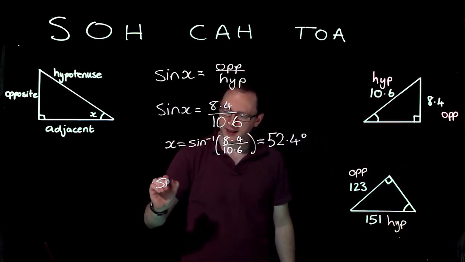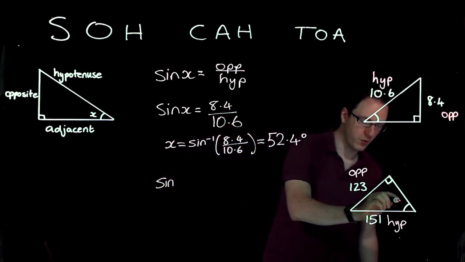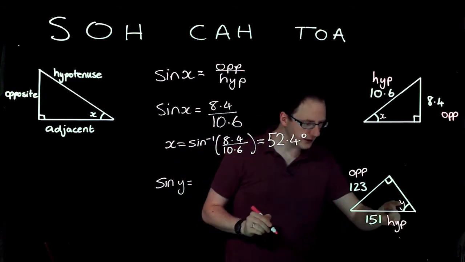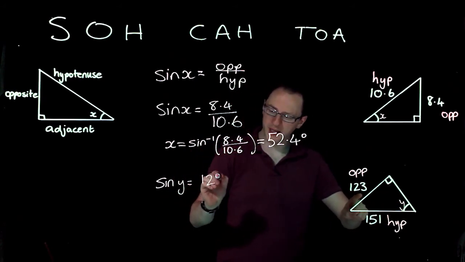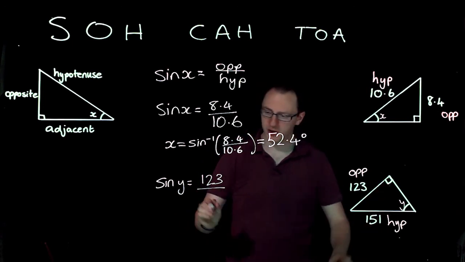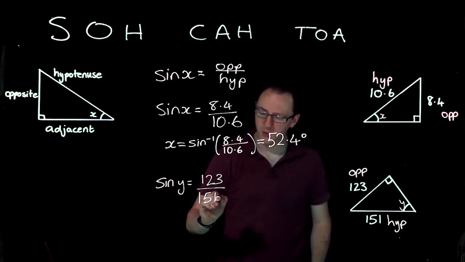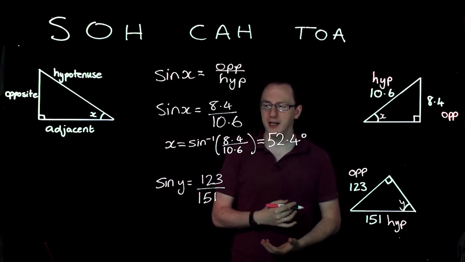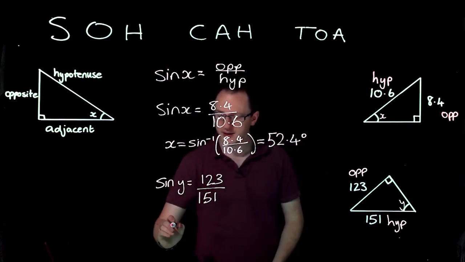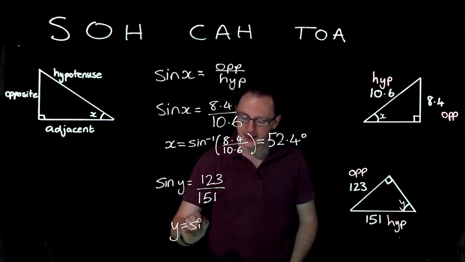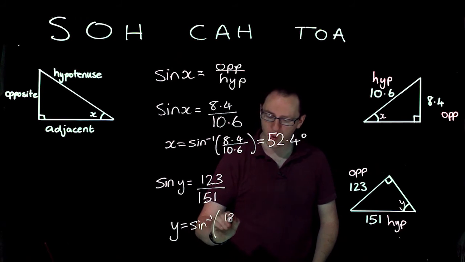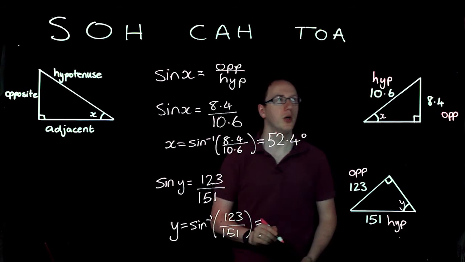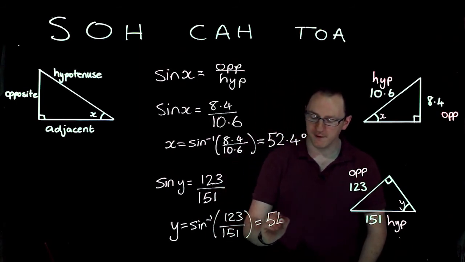So sine of my angle, let's call this one Y so we don't get confused. So sine of angle Y equals the opposite, 123, divided by the hypotenuse, 151. And again, we're trying to find the angle, so we're going to the inverse sine, or second function sine, which tells us that y equals sine to the minus 1 of 123 divided by 151 equals 54.5 degrees.